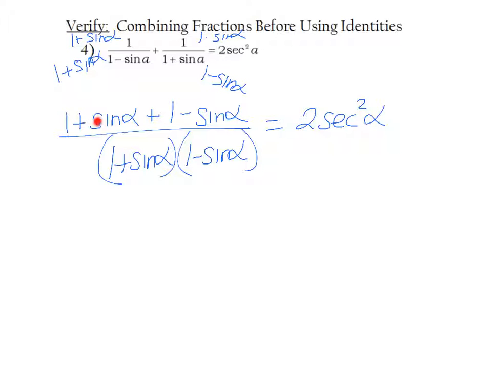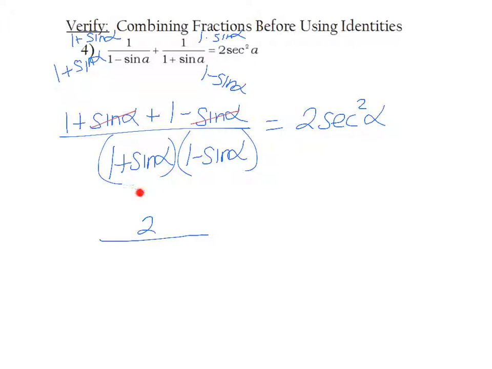I have some like terms up here. This sine x and this sine x are going to cancel. That works nicely. I'm going to end up with a numerator of 2 from adding the 1's. I'm going to go ahead and FOIL this together, mostly because I recognize that these are conjugates. They're identical except one's a plus and one's a minus, and conjugates always multiply together nicely. Let me show you how.